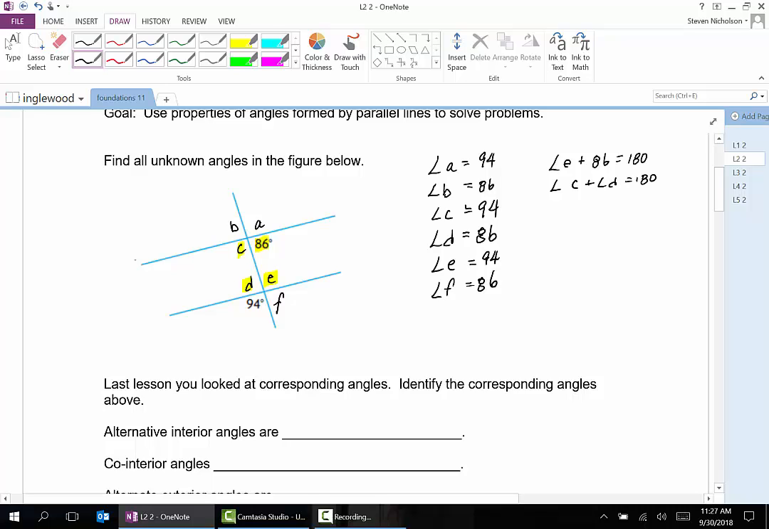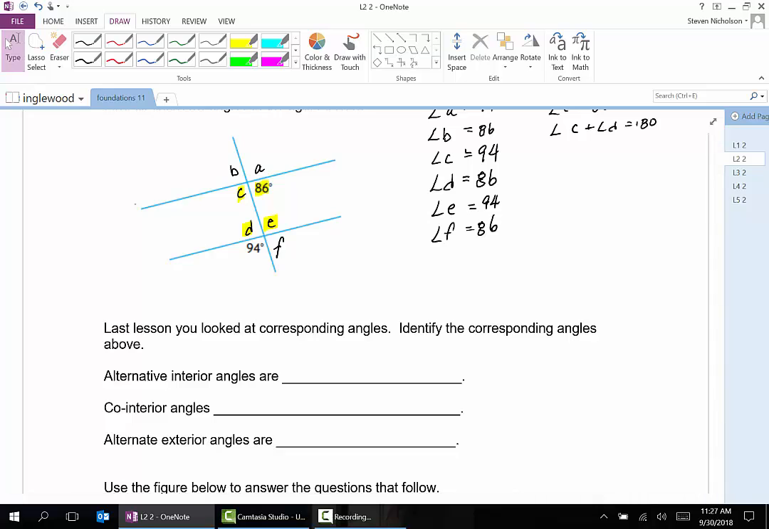And each of these angles is called a co-interior angle. And co-interior angles are angles on the same side of the transversal inside. So co meaning same, interior meaning inside the parallel lines. And I guess I should have said that those are parallel lines. So co-interior angles always add to 180 degrees.